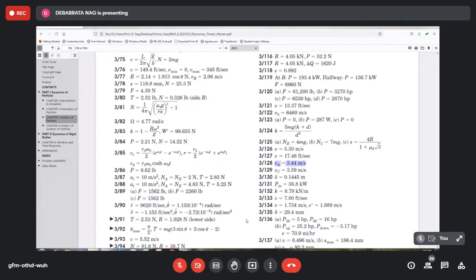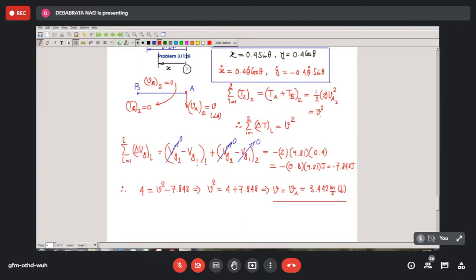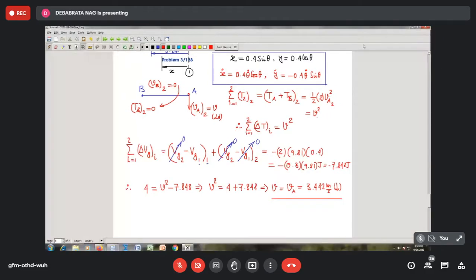It is 3A equal to 3.44 meter per second, and that you need to also specify, because you need to calculate. It is being asked what is the velocity with which the slider A is coming and hitting this thing. So you see this is the thing. So I think you have understood the problem.